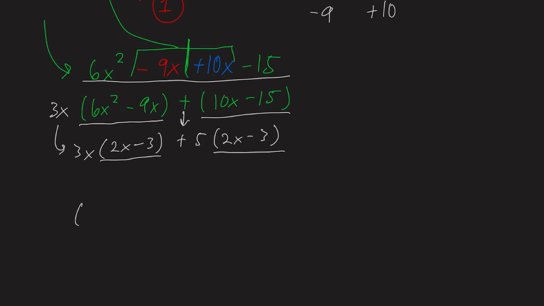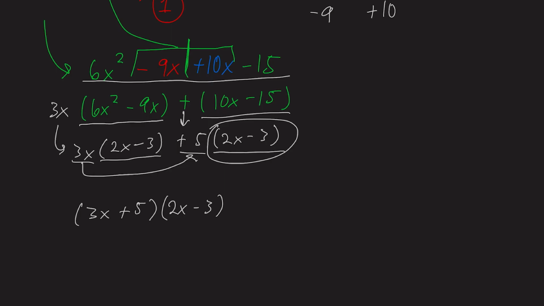And so now I'm going to set up my two sets of parentheses yet again. In one set of parentheses, I put my coefficients, these two coefficients right here, 3x and plus 5. And in the other set of parentheses goes my previously derived parenthetical expression, 2x minus 3. And that is my final answer. I have successfully factored by grouping.